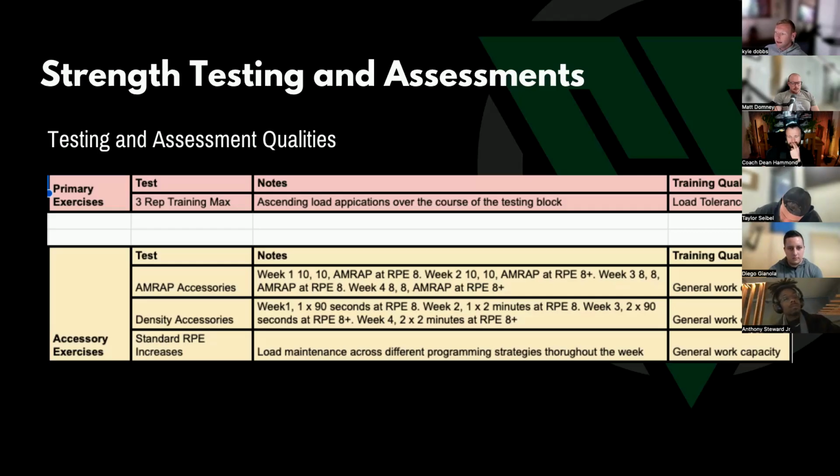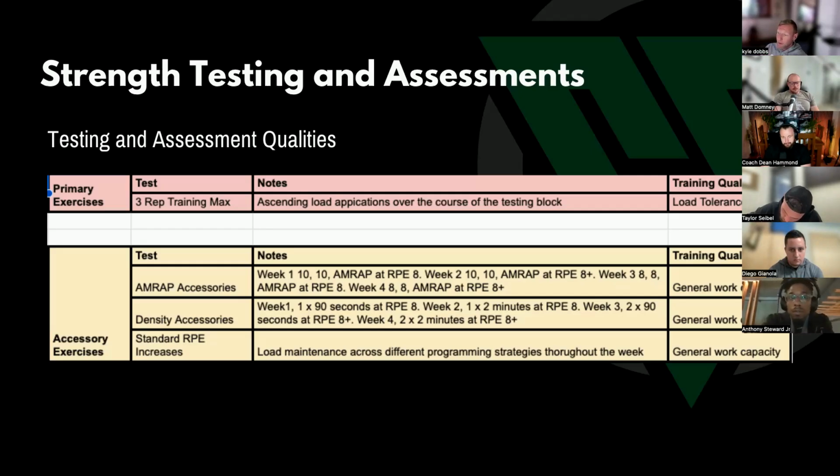Density accessories, same thing. I'll go from 90 seconds to 2 minutes maintenance, and then increase the 90 seconds and then 2 minutes maintenance from weeks 1, 2 to 3 to 4. Looking at total reps, total volume over the course of that. I kind of outlined that a little bit on Friday with my Gen Pop client.